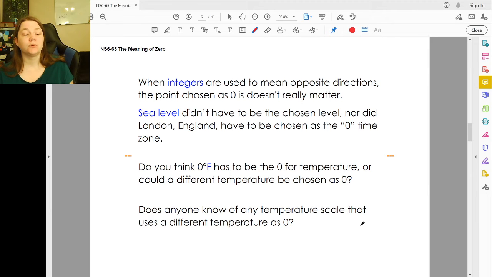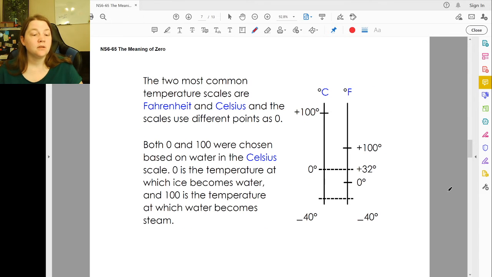Remember that for Celsius, 0 is freezing. In Fahrenheit, that's 32 degrees. Oh my goodness, check this out. The two most common temperature scales are Fahrenheit and Celsius, and the scales use different points as 0 degrees. So we can see that we have 0 here and 0 here.